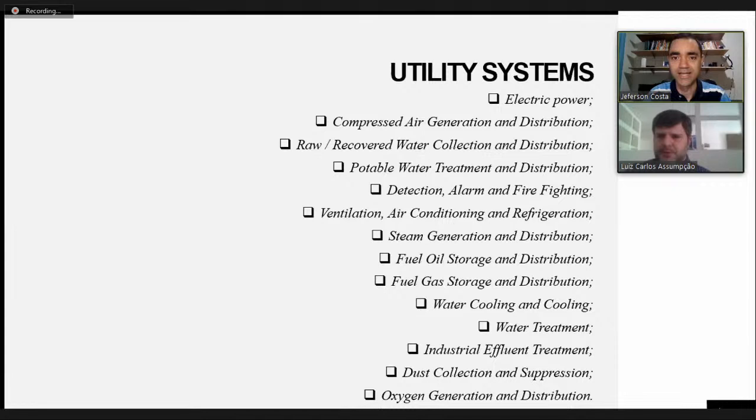Jefferson, in different types of industry, we identify the importance of these industrial utilities, either by the steam that we need for heating, or by the cooling water for thermal exchange, as an example, as well as compressed air to actuate pneumatic valves that guarantee the control and the safety of the process. These are some of the importances of these utilities.